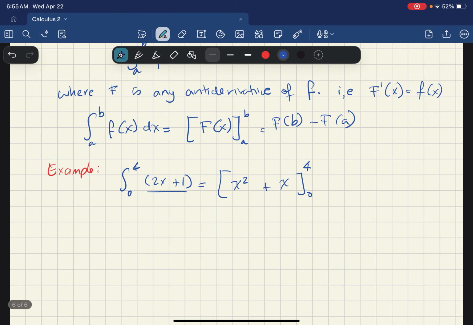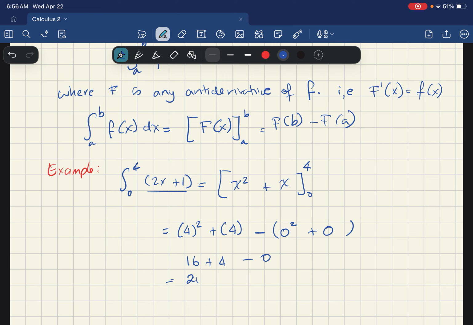We basically have to plug in 4 everywhere we see an x. So we have 4 squared plus 4 minus... Be very careful right here. Make sure you put your parentheses so you don't make a mistake. In this case, it doesn't really make a difference, but we'll just put it there. So 0 squared plus 0, so this becomes 16 plus 4 minus 0. So we have 20 minus 0, which is equal to 20.